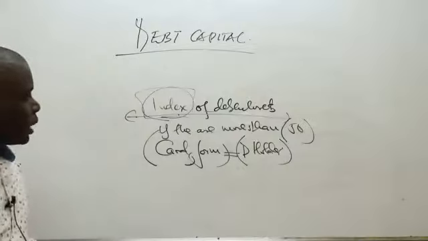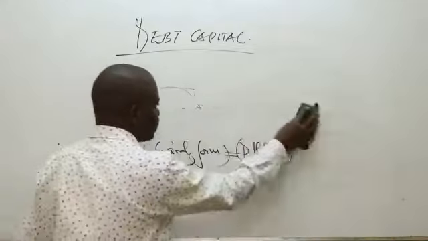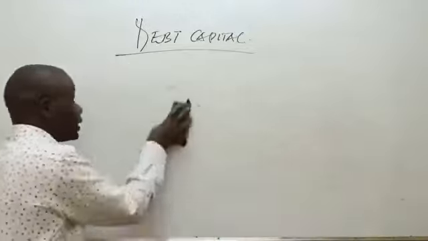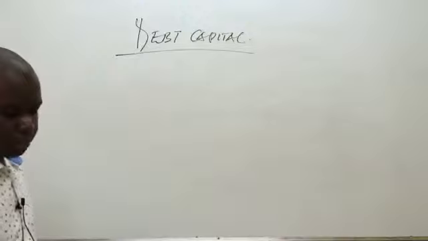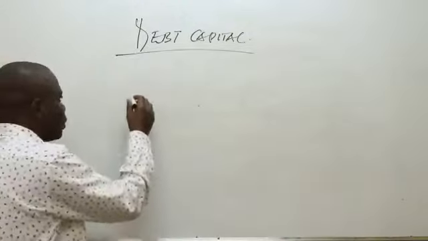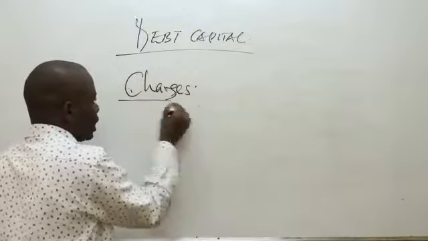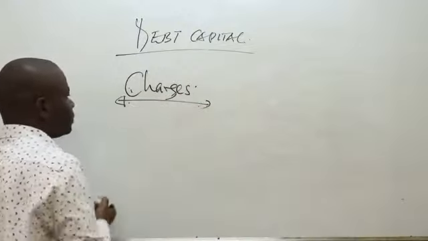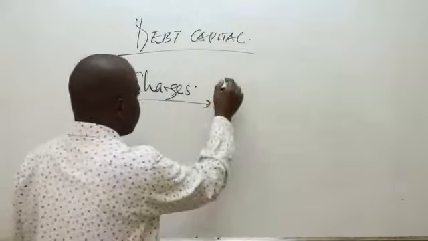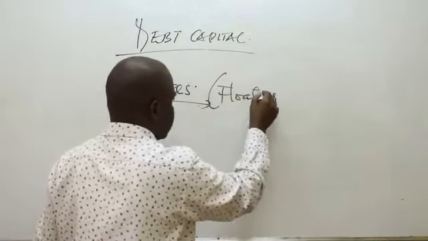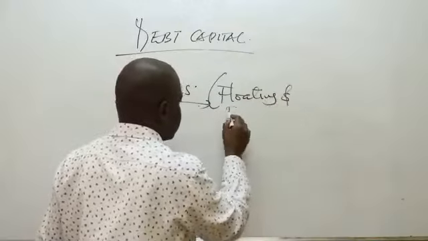So we can look at another key aspect. Generally, under debt capital the company is borrowing, but now there is the aspect of charges. We can have two kinds of charges: a floating charge, and then a fixed charge.